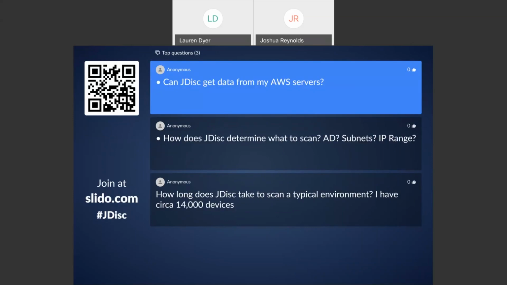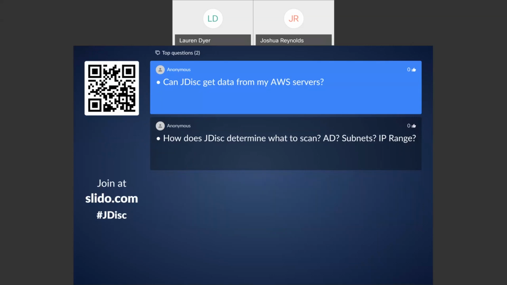If you want to scan for operating system and for installed software and things like that, JDisc should be able to get that just fine. One of the challenges you run into is what hardware am I running? And that's going to come back to what your infrastructure as a service provider is willing to let you scan and what they're willing to report back to you.